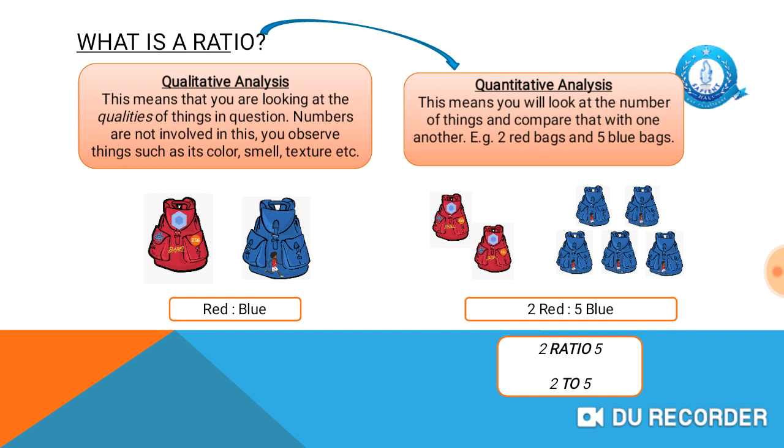Quantitative analysis. Here it means that we compare the number of the things. So for example, we have 2 red bags and 5 blue bags. Quantitative analysis is called the ratio. We can read this as 2:5.